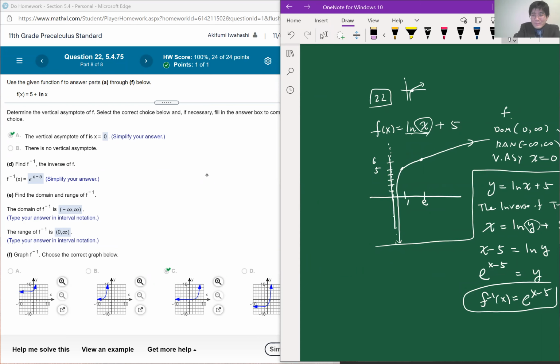The graph of the inverse, by the way, must be symmetric with respect to the line y is equal to x. So the graph looks like this.